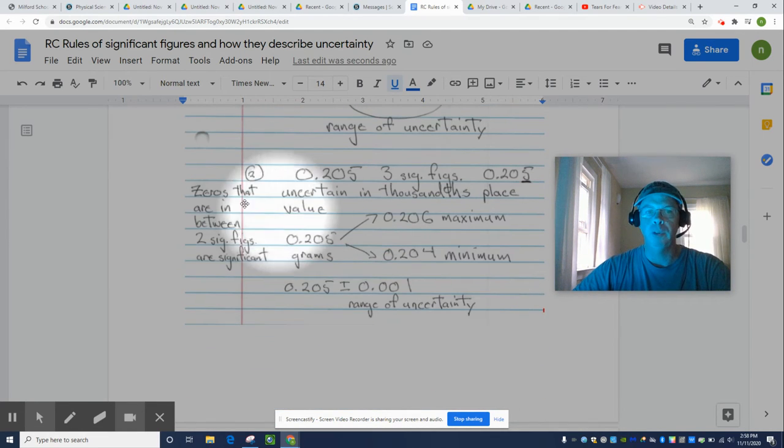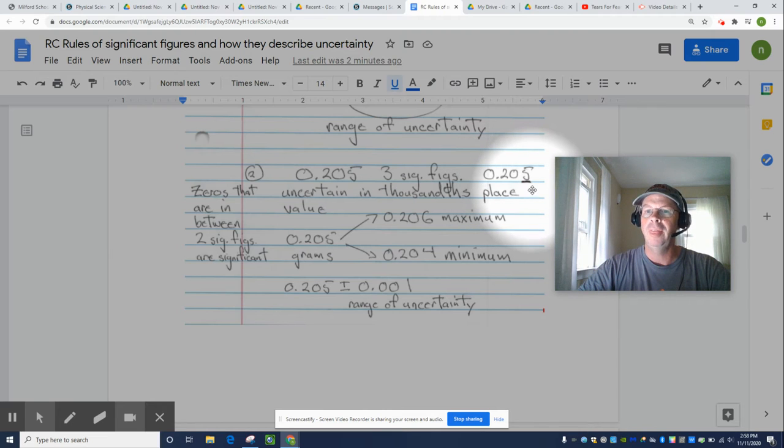So how about rule number 2? Well, the zeros are the annoying rules. If they're in between two significant figures, they're significant. So 0.205 has three significant figures, and the uncertain place value, again, is on the far right. It's in the thousandths position this time.